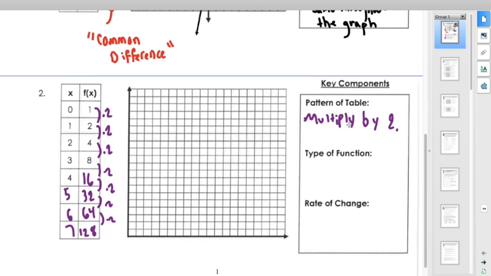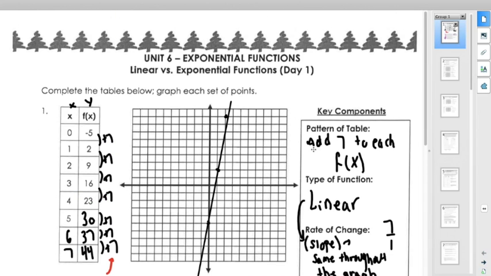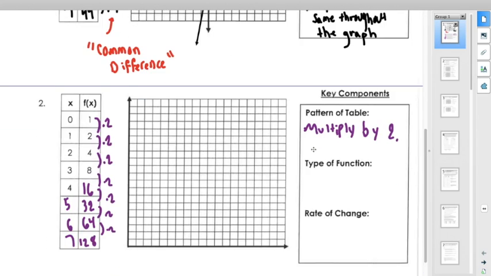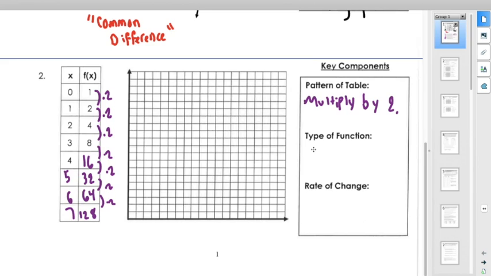All right, multiplying by 2, as opposed to up here, where we were adding 7. So now we're multiplying by 2. Well, let's now graph this piece.